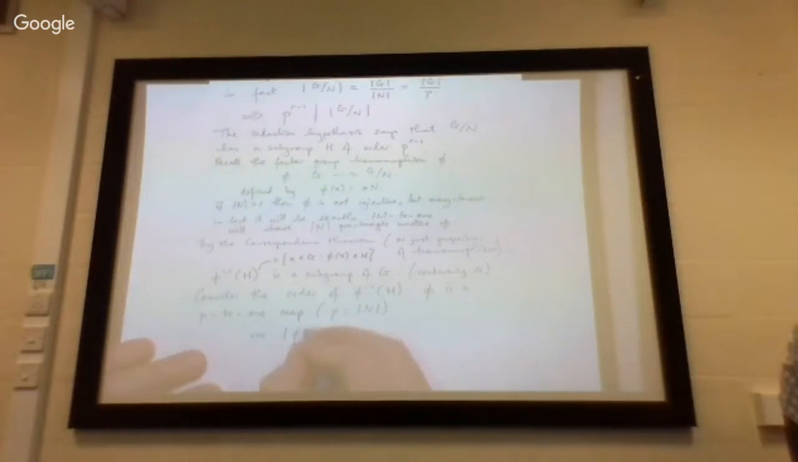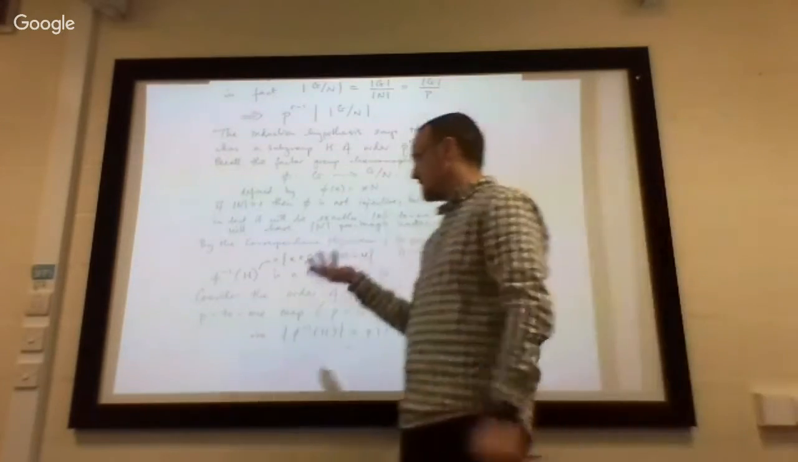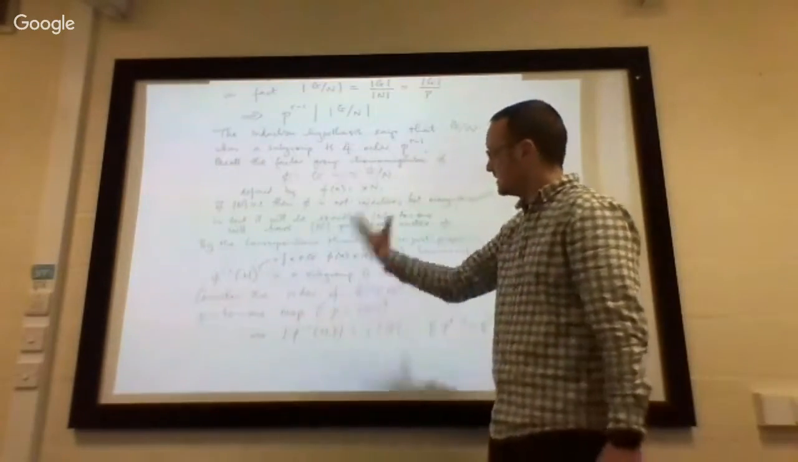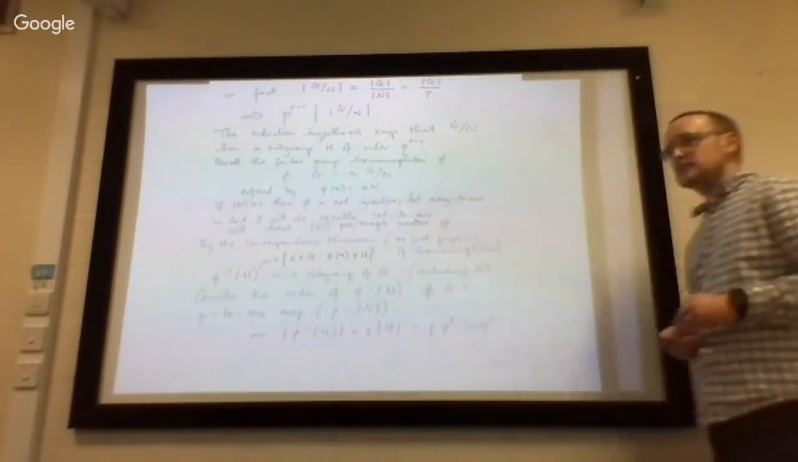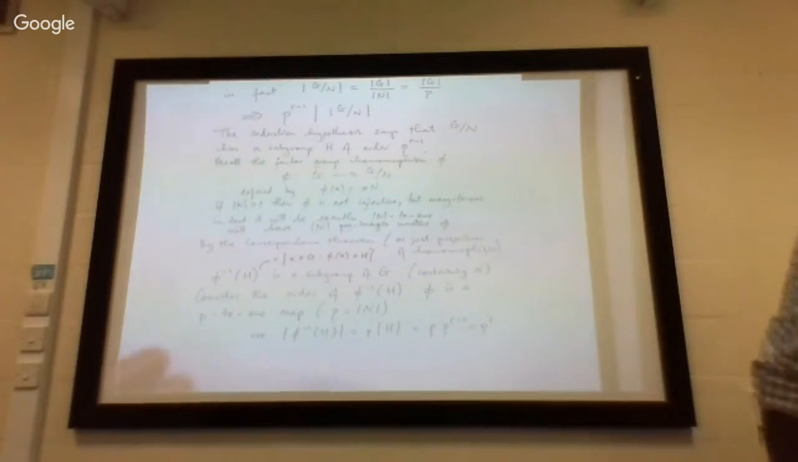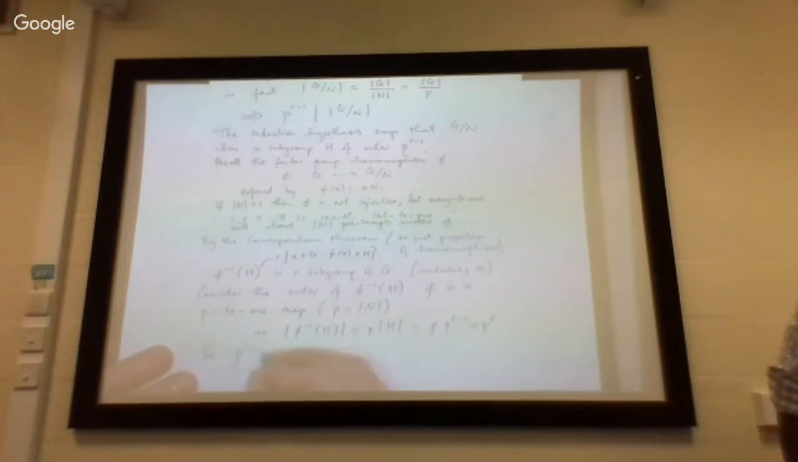So the size of phi inverse of H, because phi is p to 1, will be p times the size of H, which is equal to p times p to the r minus 1, which is equal to p to the r. And because phi is a homomorphism, the inverse image of a subgroup in the codomain is a subgroup of the domain. That's what the correspondence theorem tells us. So phi inverse of H is the required subgroup of G of order p to the r.